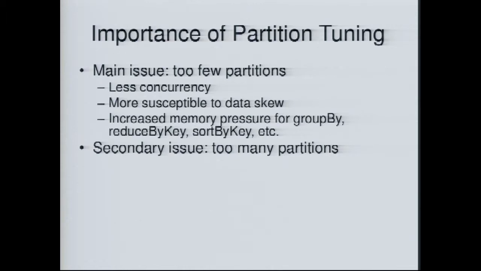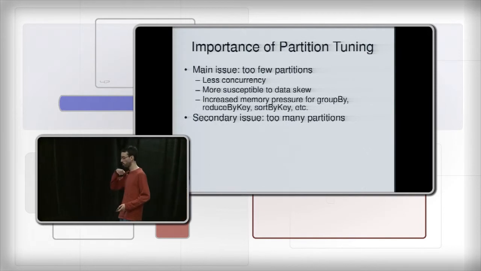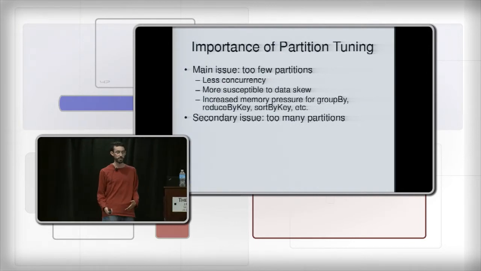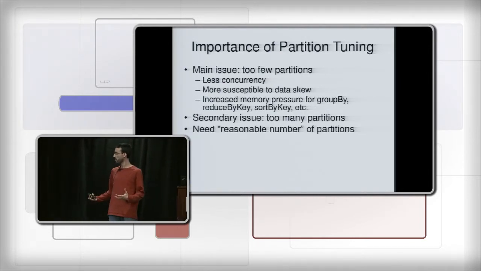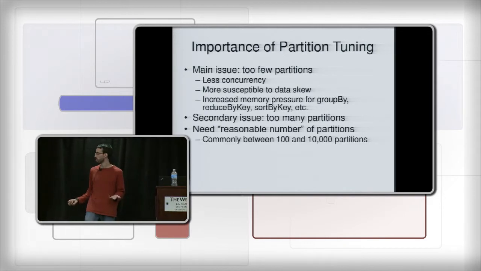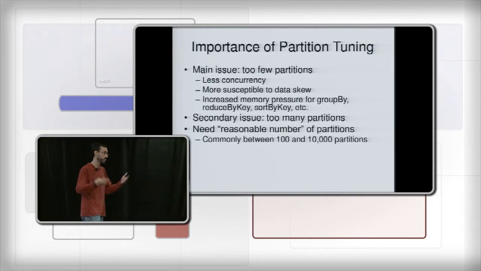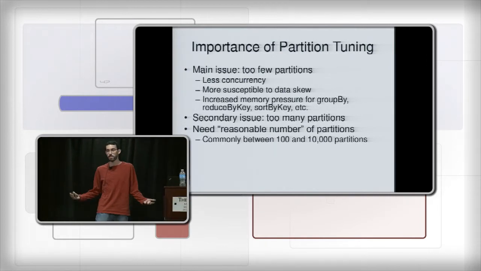A secondary issue is actually having too many partitions. This isn't too interesting. You'll see this very quickly when you see that it took way longer to schedule the tasks than it did to actually execute them, because it executed in like 1 millisecond or something. So what we really need is just a reasonable number of partitions. Just to give you a very hand-wavy sense of what we commonly see, so you don't think something is insane, we'll very commonly see between 100 and 10,000 partitions. So if you think, oh, I think I need 1,000 partitions, that's a very reasonable number.